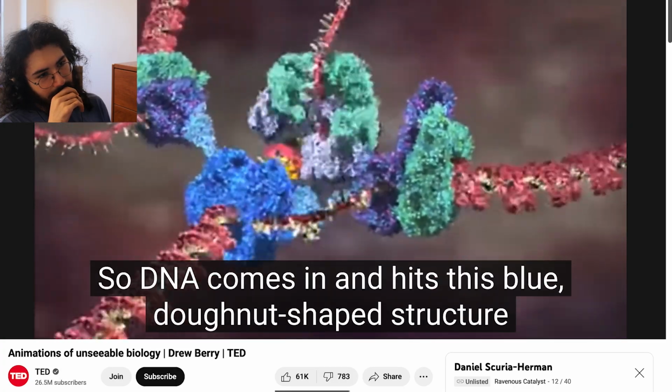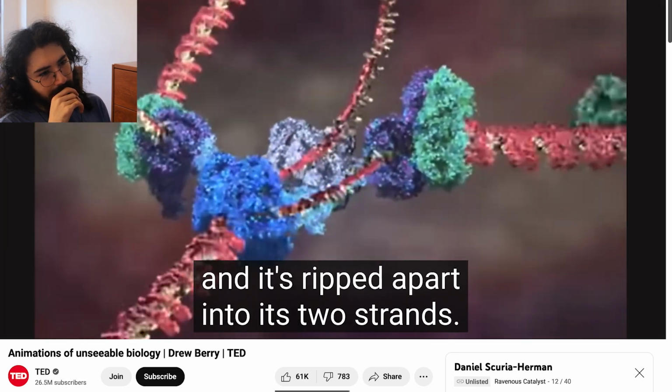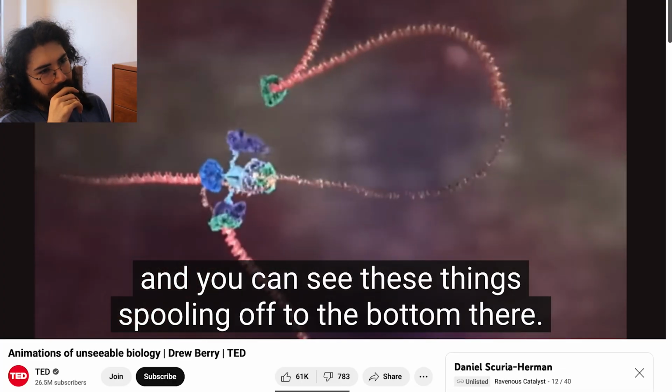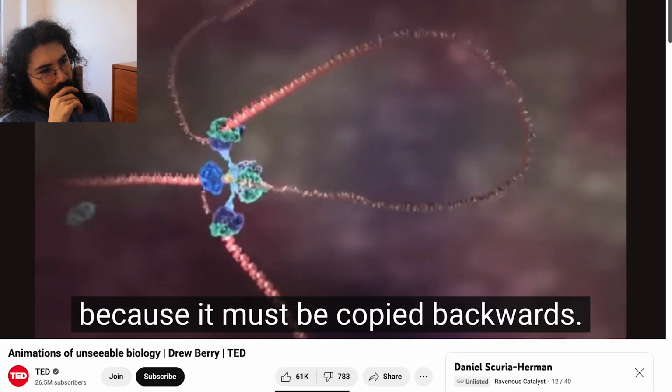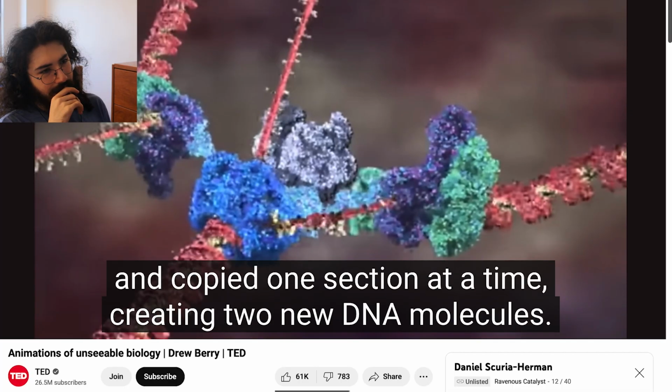So DNA comes in, it hits this blue donut-shaped structure, and it's ripped apart into its two strands. One strand can be copied directly, and it can be seen spooling off down to the bottom there. But things aren't so simple for the other strand because it must be copied backwards. So it's thrown out repeatedly in these loops and copied one section at a time.